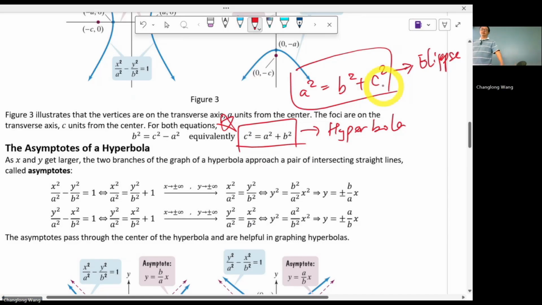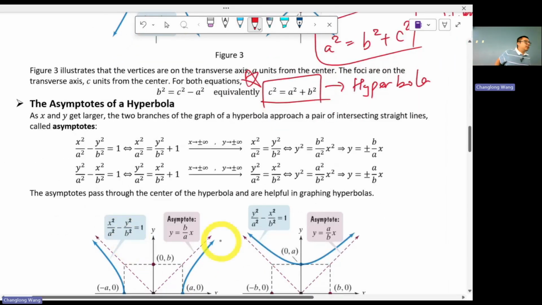It could be the same. The same thing here for the hyperbola. All we know is C is the biggest guy. But when it comes to A and B, they could be the same, they could be different, one's bigger than the other. It doesn't matter. But C has to be the biggest one.